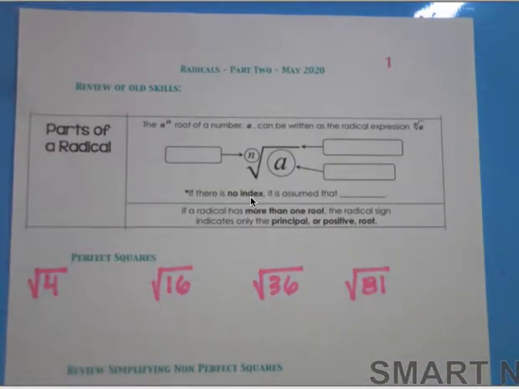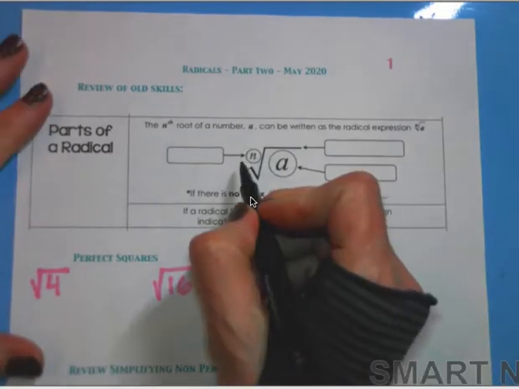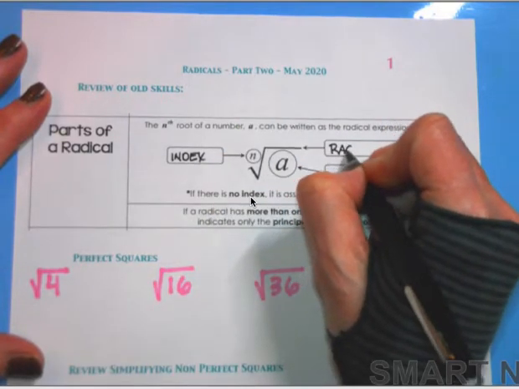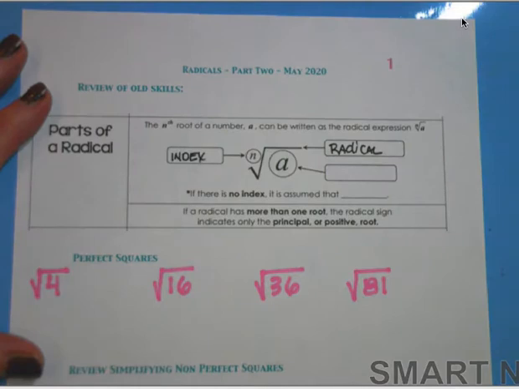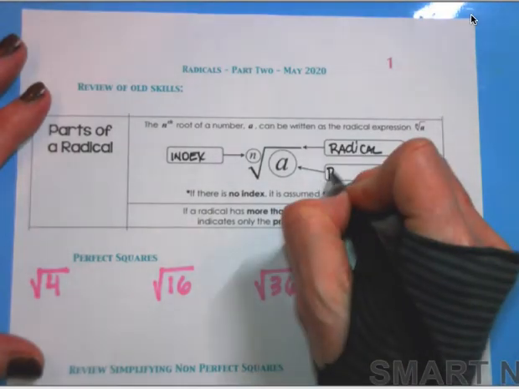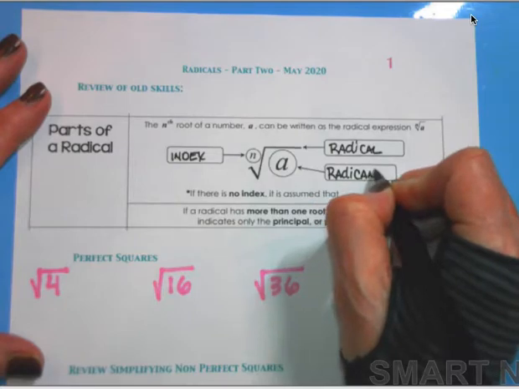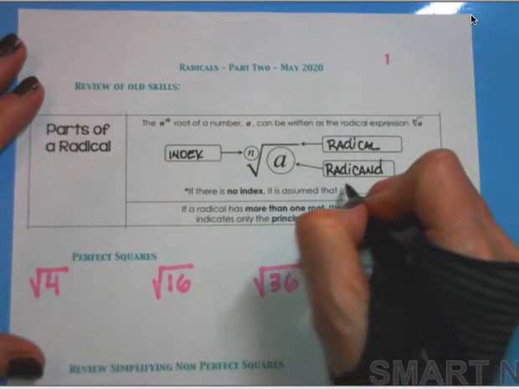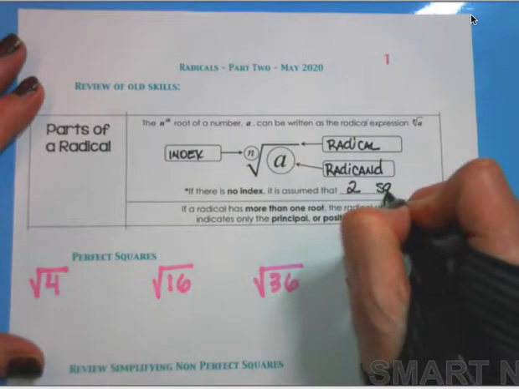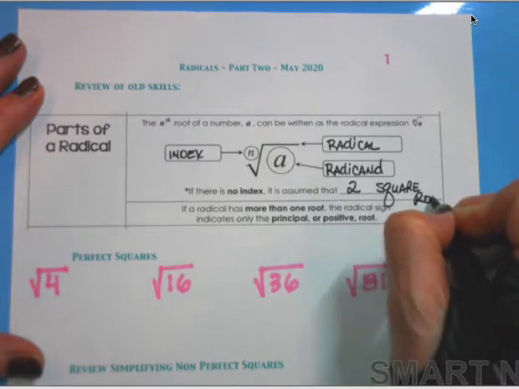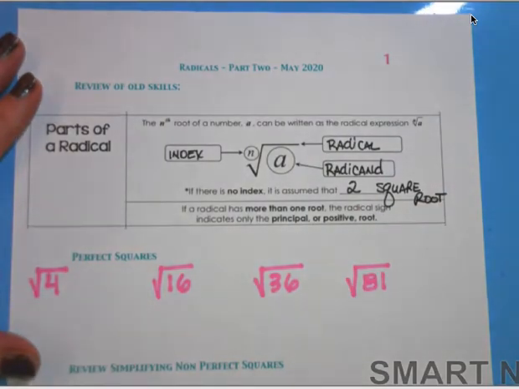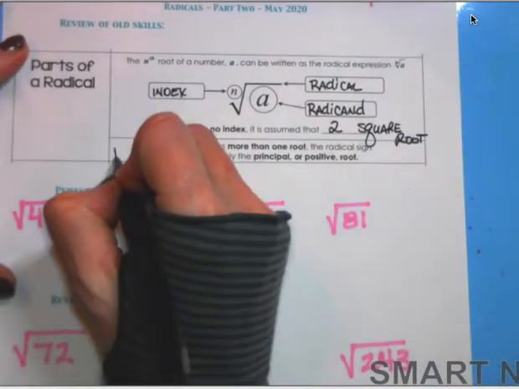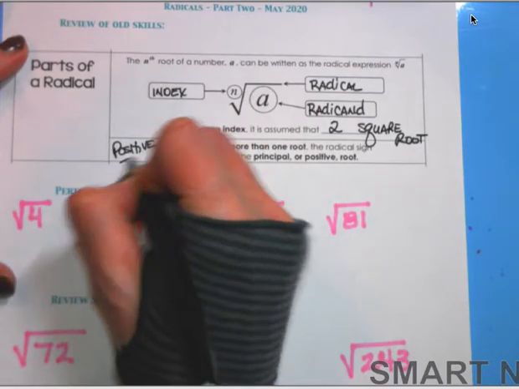Just to go back and name the parts, this is called the index. The symbol itself is called a radical. The number underneath the radical is called the radicand. And if there's no index given, meaning if there's no number written there, then you assume that the index is 2 and you're looking for a square root. And we're always looking for the principal or positive root, and that's what's mentioned right here. We're looking for the positive root only in Algebra 1, positive root only.